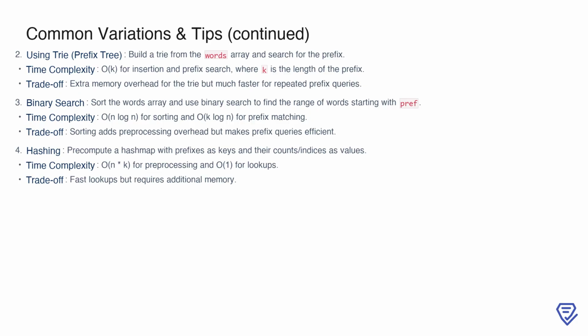Lastly, you can use hashing by pre-computing a hash map with prefixes as keys and their counts or indices as values. This method has a pre-processing complexity of O(n*k), but allows for constant time lookups. The trade-off here is the extra memory required for the hash map, but it offers exceptional speed for queries.